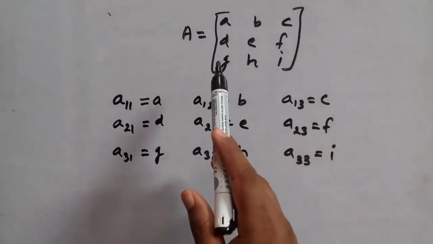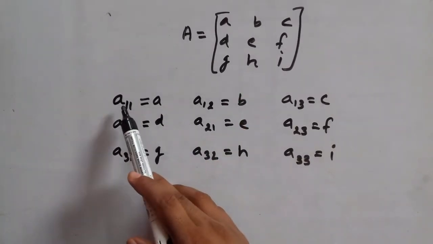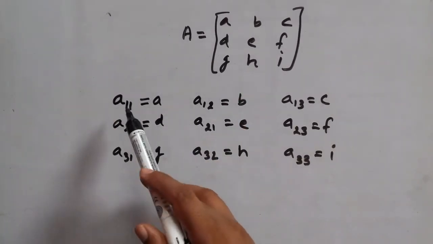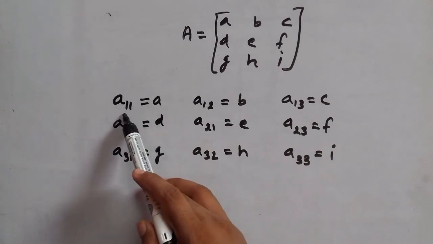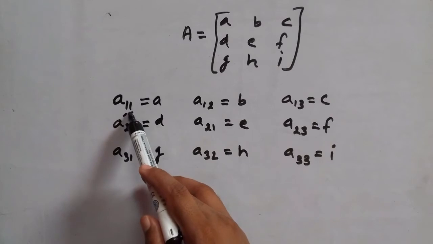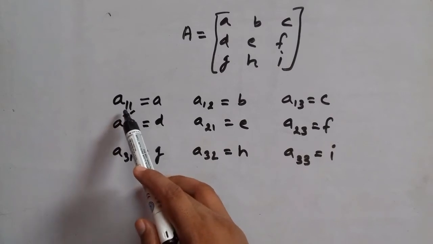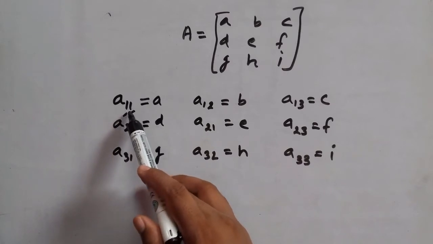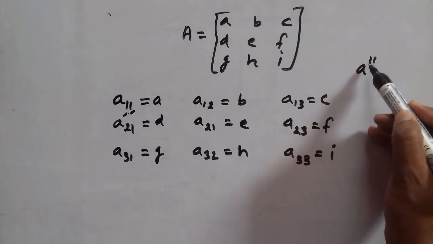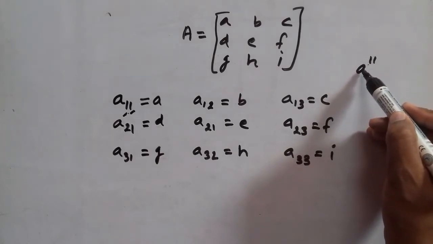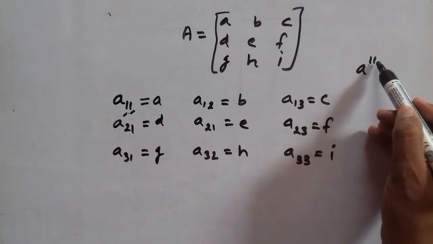We can denote elements of a matrix in this way. Here A11 represents: the first number represents the row and the second represents the column. This is a subscript. The numbers written below the letters are called subscripts, and numbers written above the letters are called superscripts.